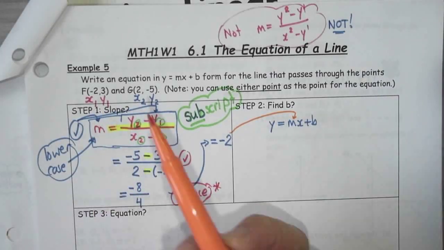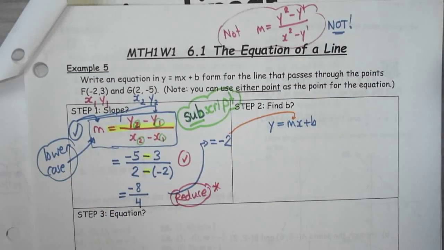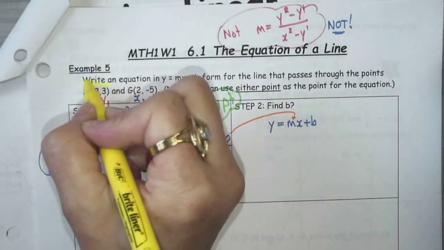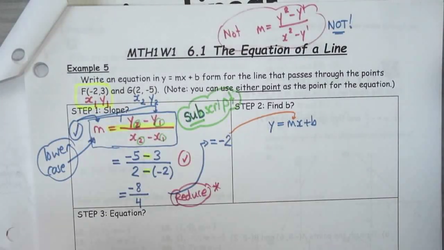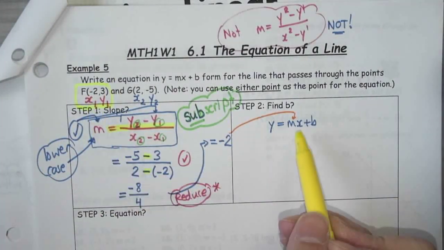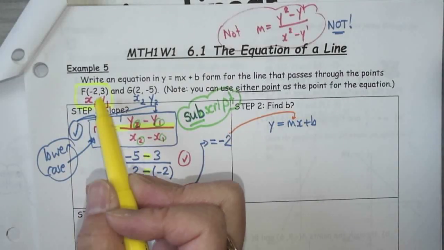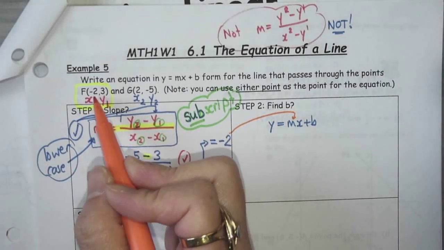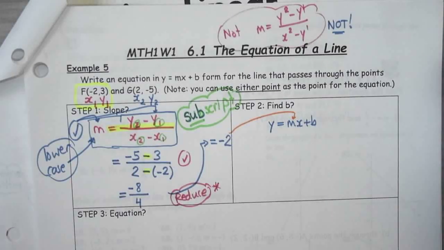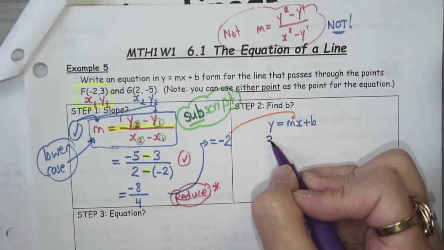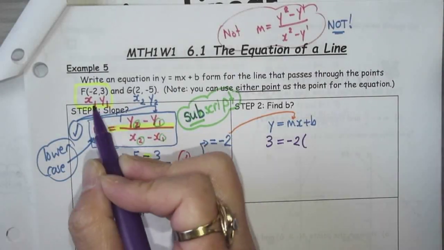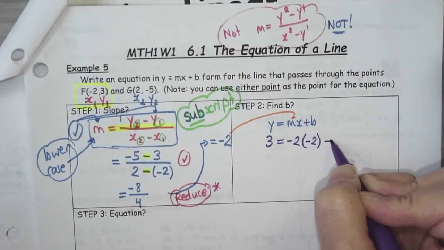I'm going to choose, it really doesn't matter. They're both small numbers. Sometimes one number is a little smaller than the other. It's up to you which point you choose. So I'll just use this first point. I'll take this one as my x, y. So that will go in for my x, and this will go in for the y. This goes in for the y, which is 3. The m, which is negative 2. The x is negative 2 as well, plus b.